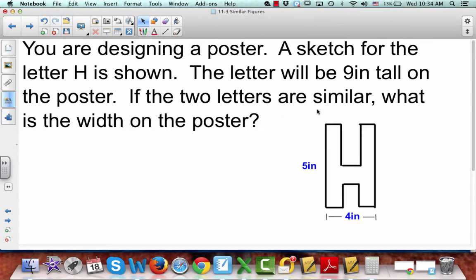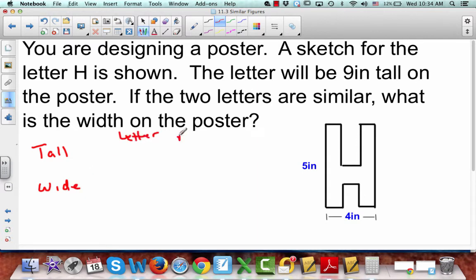If the two letters are similar, what is the width on the poster? So you've got how tall it is and how wide it is. And you've got the letter, and then you've got the letter on the poster. If you label things like this, you're less likely to make a mistake. I know it's extra work, but if you want to be accurate, then you need to do stuff like this.